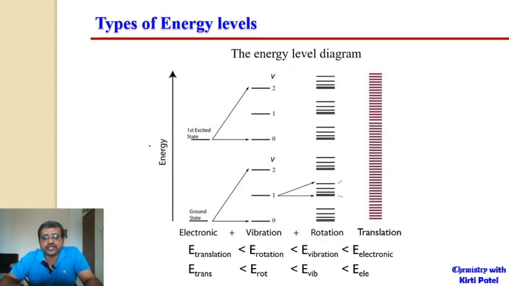Types of energy levels can be electronic energy levels, vibrational energy levels, rotational energy levels, or translational energy levels. Translational energy levels are more or less continuous, or we also call it a continuum of energy levels. The difference between two energy levels in a translational motion is very small. So very little energy is needed, and the molecule moves from one energy level to another.